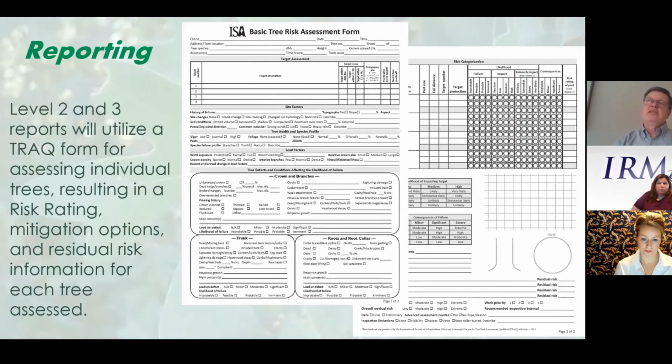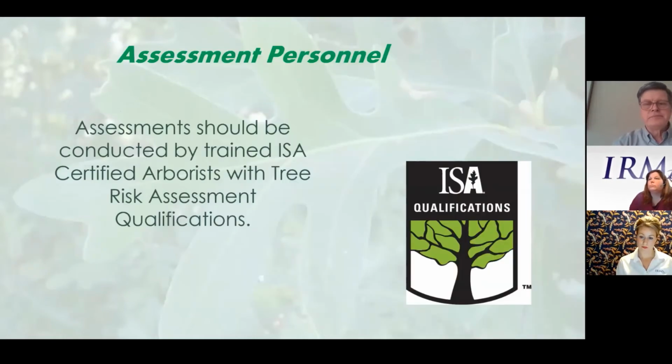Now, if it was a tree that just had a weak union over a bench like that, maybe you could prune it and cable it. And then you would have a residual risk of probably low because you reduce the probability that that branch was going to fail. And so this would all be in the level 2 and level 3 reporting.